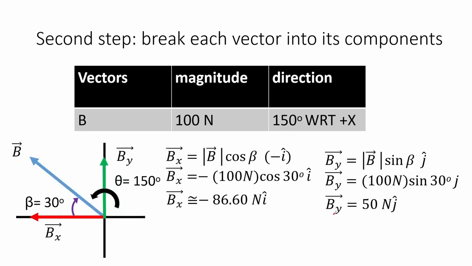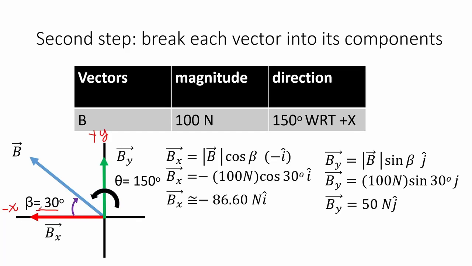So for B we see that it is positioned at the second quadrant. This suggests that the x component is a negative value and the y component is a positive value. Here the value of beta is measured from the negative x-axis. Beta is measured by 180 degrees minus the angle 150 degrees and we obtain the value of the angle as 30 degrees. This is with respect to the negative x-axis.